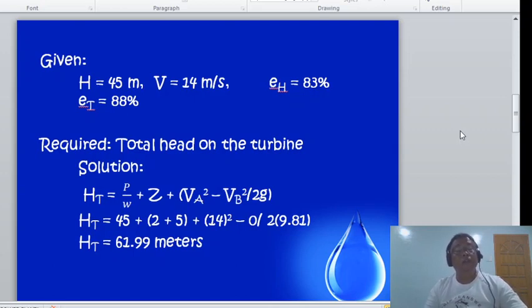So the pressure head is 45, plus the inlet and the outlet, so 2 plus 5, plus the square of the velocity. The final velocity, of course, is 0. Divided by 2 times 9.81. So the total head now is 61.99 meters. Okay, so this is very easy.